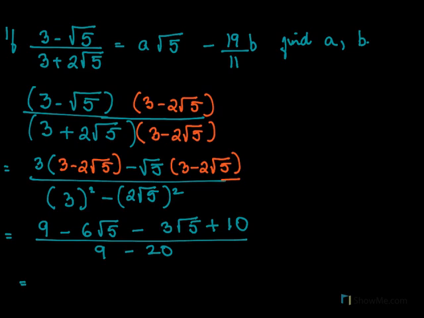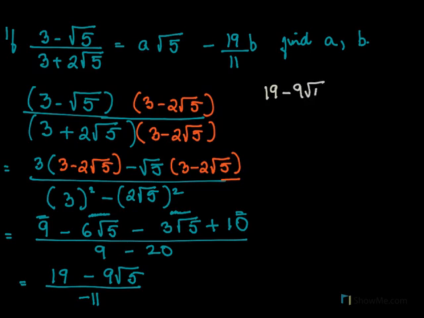So here when you work it up, you'll put the 9 and 10 together and that will be 19. Then you will put minus 6 under root 5 minus 3 under root 5. And here you will get minus 9 under root 5. Over 9 minus 20 is minus 11. Now it's time to compare. So we have 19 minus 9 under root 5 over minus 11.